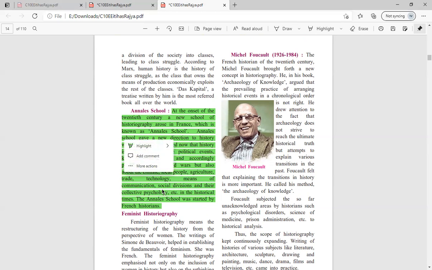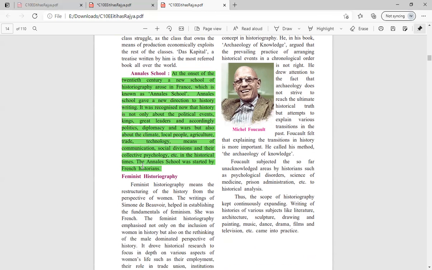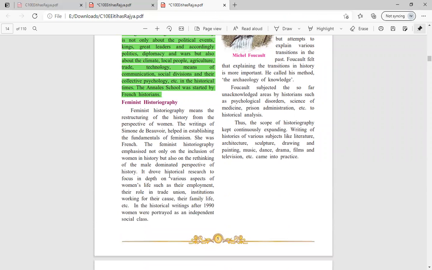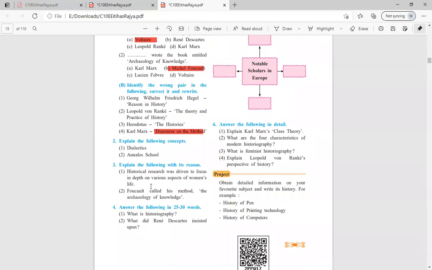So यहाँ पे in short देखा जाए तो they are trying to say that all of the factors of human being should be considered, and not only king, great leaders और उनके diplomacy, etc. ठीक है. And the last point is the annual school was started by French historians. So this becomes your answer. Now coming towards the next one, which is sub question 3.1. Historical research was driven to focus in depth of various aspects of women life. Okay, so this would be your answer 3.1.